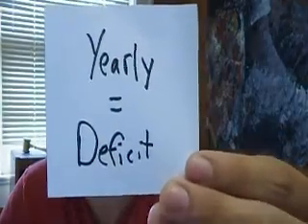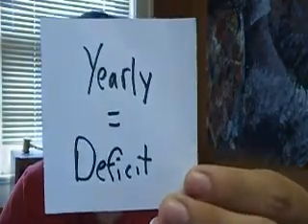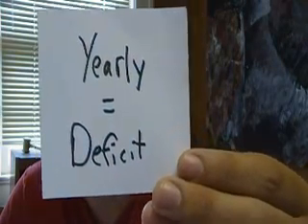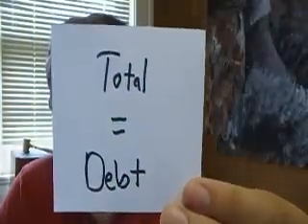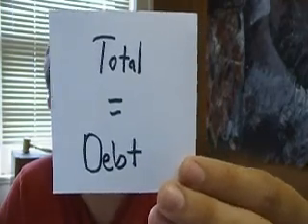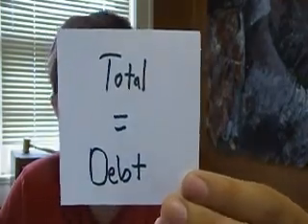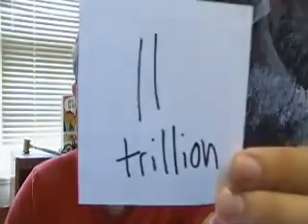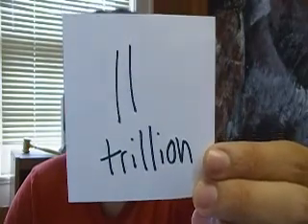If in a given year, they spend more money than they take in, that's called a deficit. So if in a given year, the federal government spends more money than it takes in from tax dollars, they have a deficit. If you have deficits year after year after year, you have a total. And that total is the national debt. Okay, so the national debt is the combination of all of these deficits. What's our current national debt? It would be about $11 trillion. So right now, the government is $11 trillion in the hole.